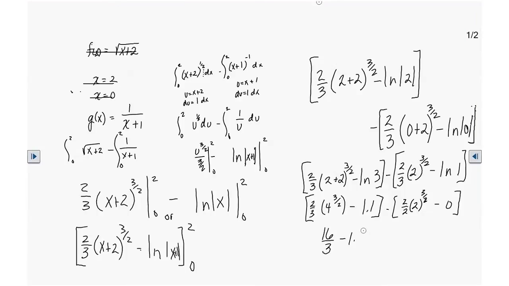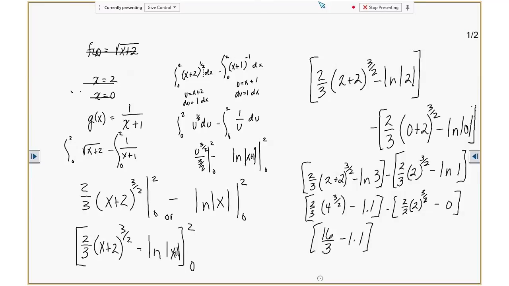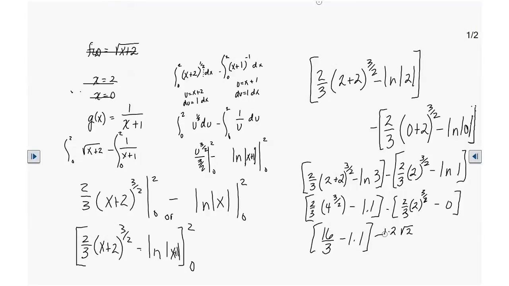Minus 1.1 minus 2 over 2, that cancels out, no, 2 over 3, that changed the problem again. So that's going to be the square root of 2 to the 3rd power, which is the square root of 8, which is 4 times square root of 2. So that's going to be 2 times square root of 2 times 2 over 3. Y'all check me there. How did you do that?